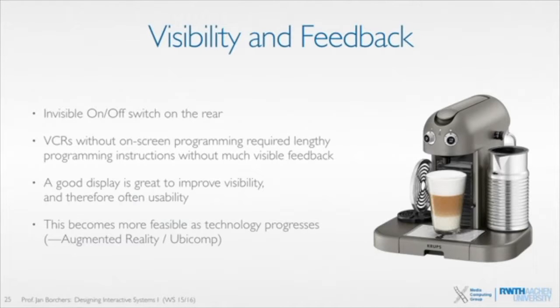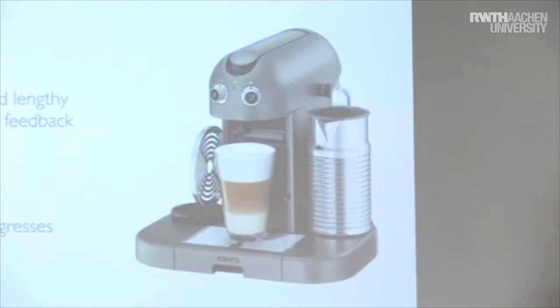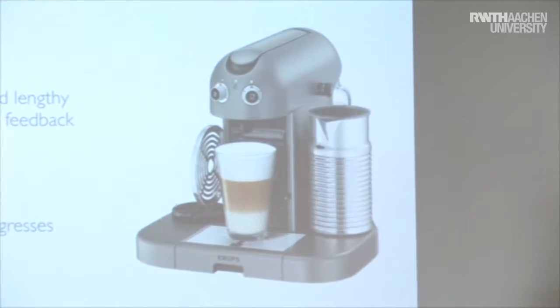Visibility and feedback. Some examples show you that you can mess up the usability by making something invisible. For example, this is my coffee maker that I have at home, and it's great. I love it. But every time a guest comes around, they have trouble turning it on because the on-off switch is sort of hidden at the back of the device, and that's something you just don't expect.